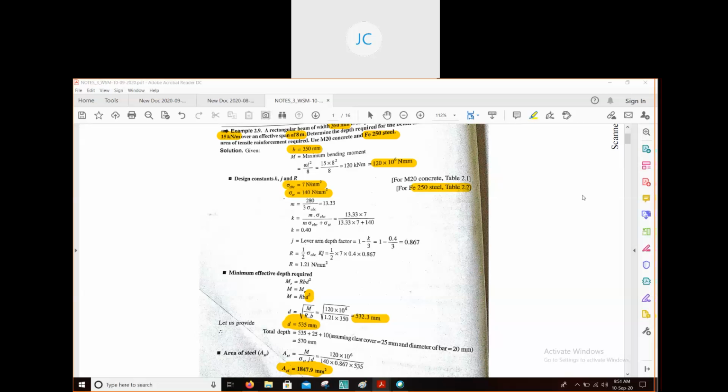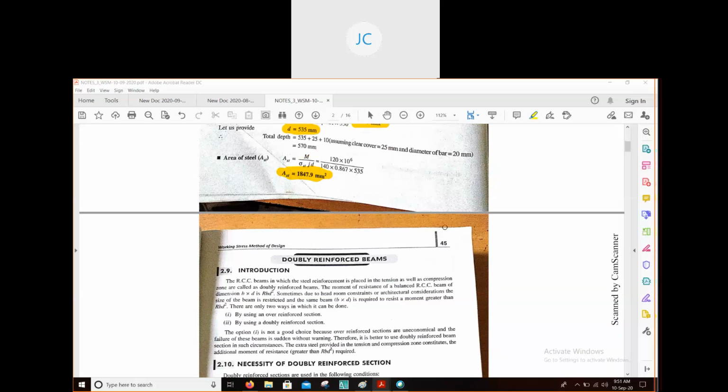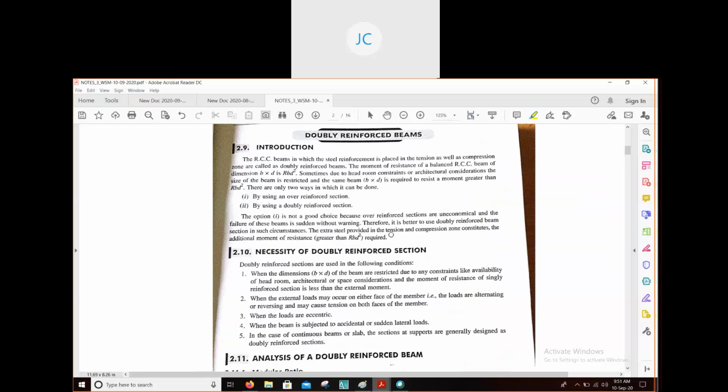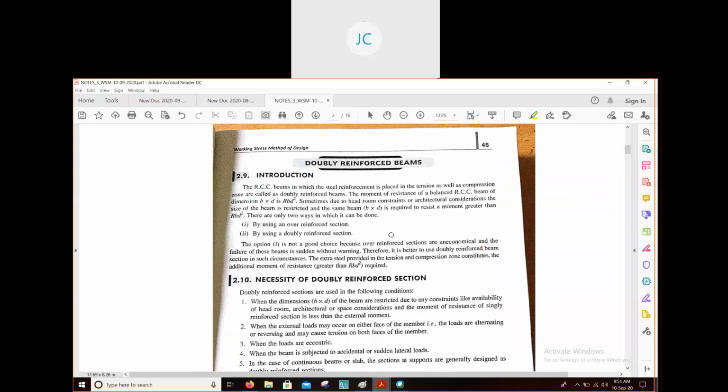So now we are going to see what is a doubly reinforced beam and why we need to provide doubly reinforced beams. So this is our doubly reinforced beams. Read the introduction part. The RCC beam in which steel reinforcement is placed in tension as well as in compression zone is called a doubly reinforced beam. The moment of resistance of a balanced section, we know the formula.